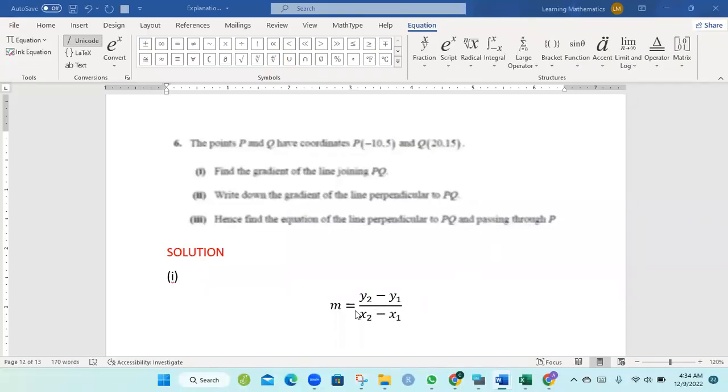So the gradient of a line is given by m is equal to y2 minus y1 over x2 minus x1. So it's the change of y divided by the change of x. Okay, so we must establish what is y2 and y1, what is x2 and x1. So we have to use the points P and Q to do that.